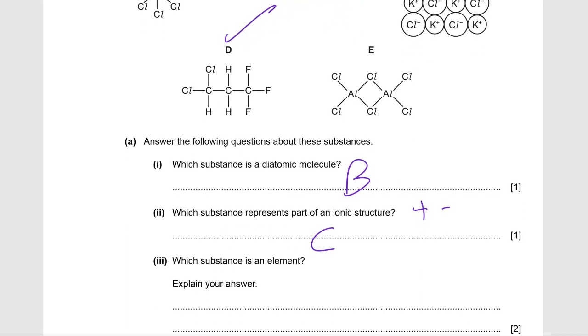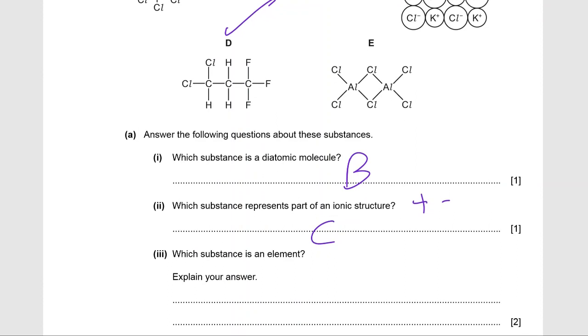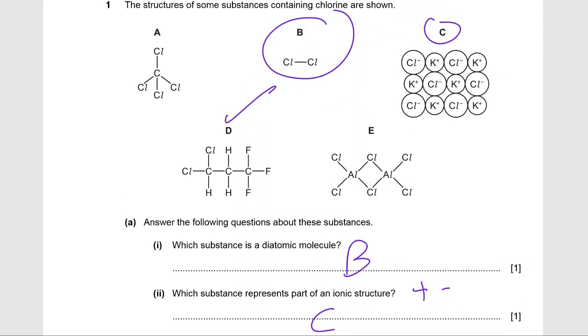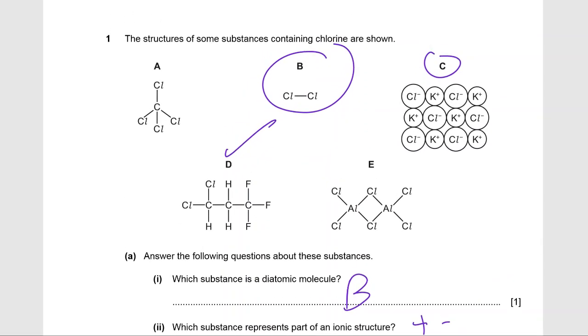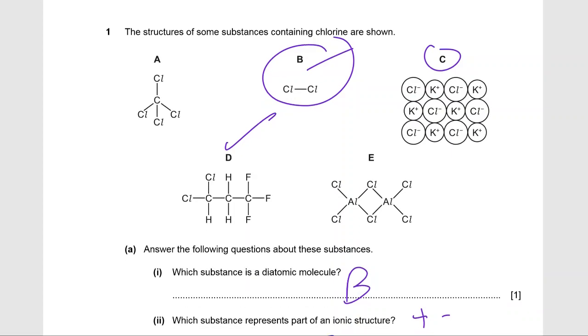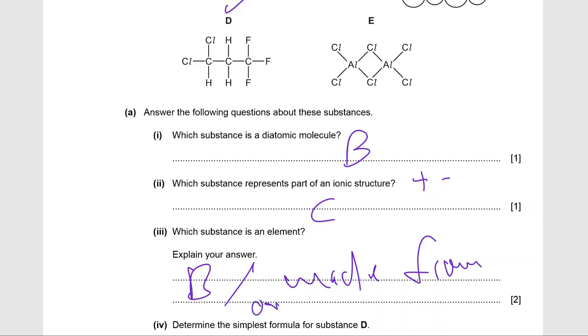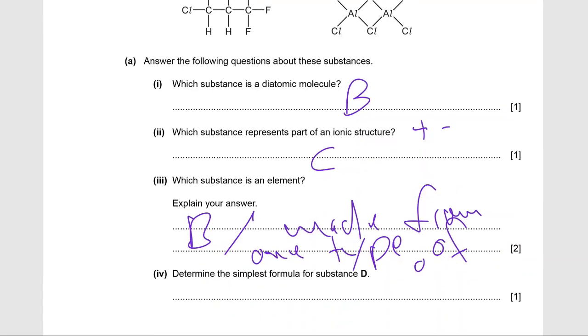And question III, which substance is an element? It's an element, that means it isn't formed from different elements. So again, it's B. Why is it B? Because it's made from one type of element.